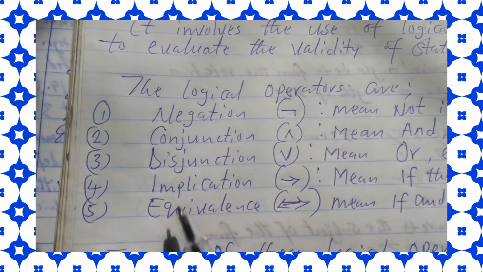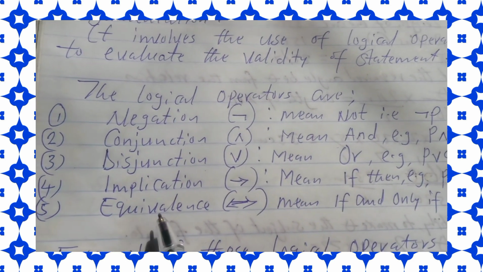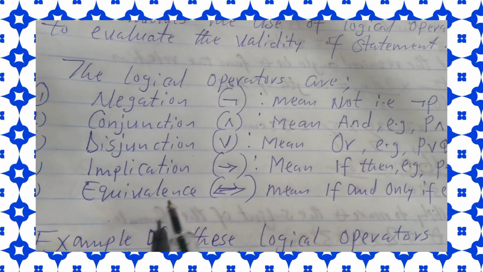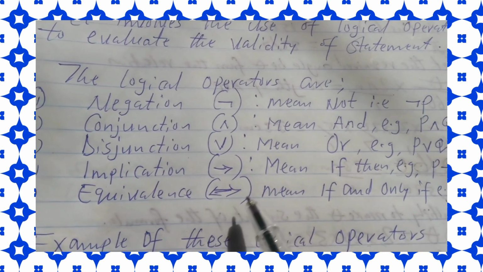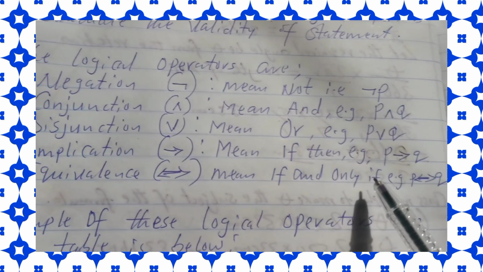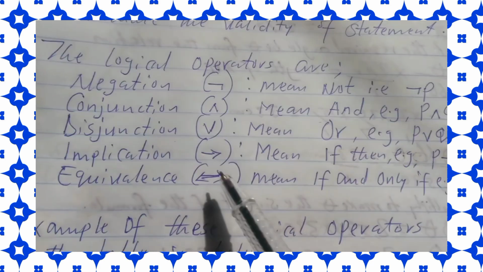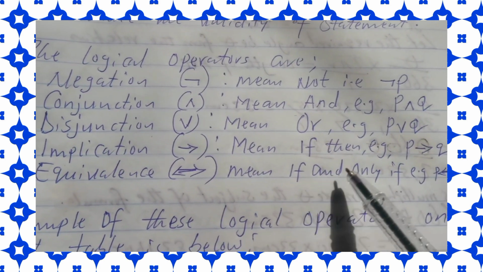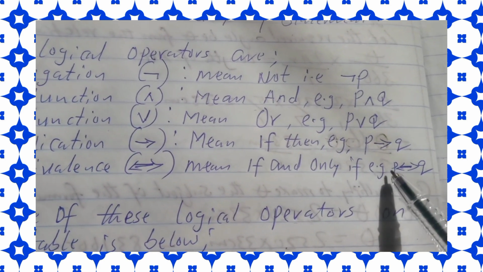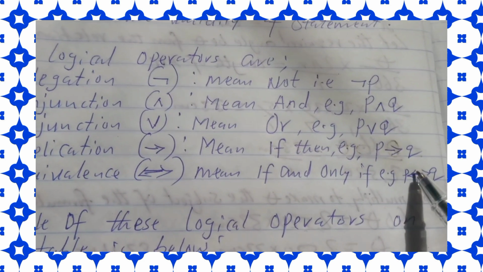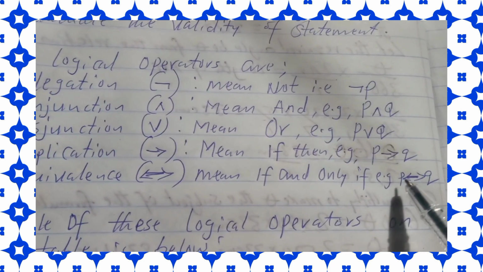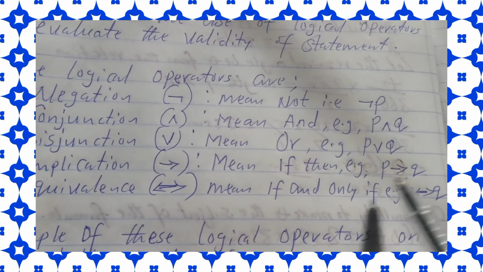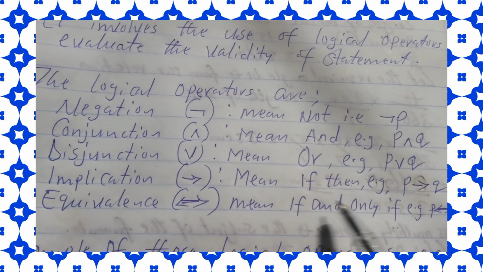Then you see number five of our logical operators, which is equivalent. See the symbol of equivalent. It means if and only if. This is the symbol, the equivalent. It means if and only if. For example, see P if and only if Q. So this is the meaning. Just take note of this sign that we are considering, because we are going to use it in truth tables.